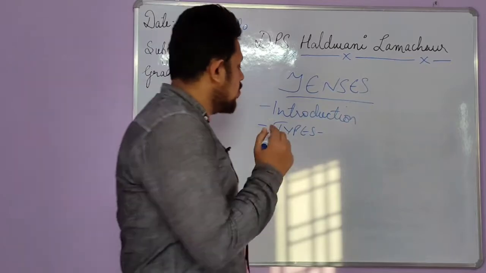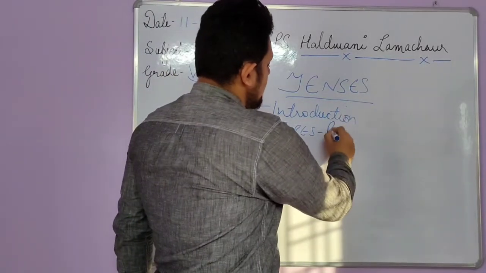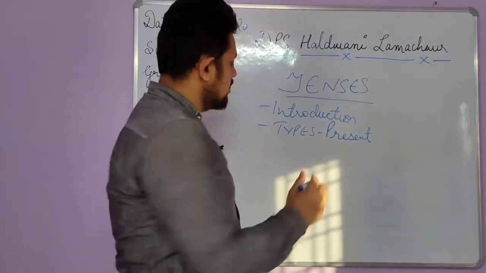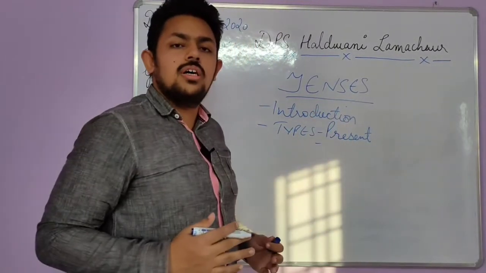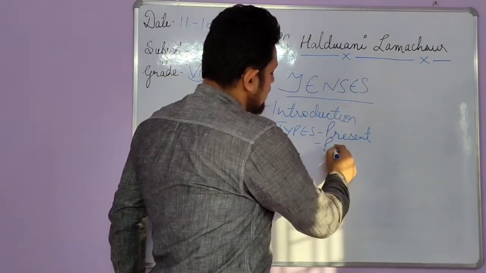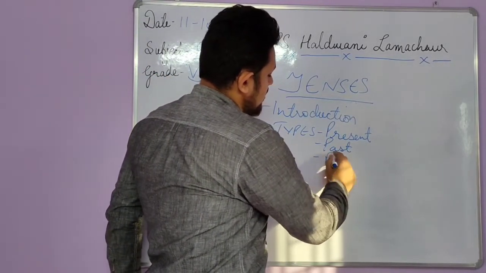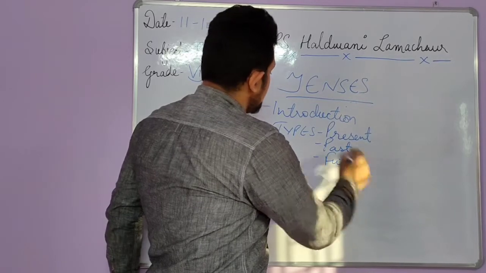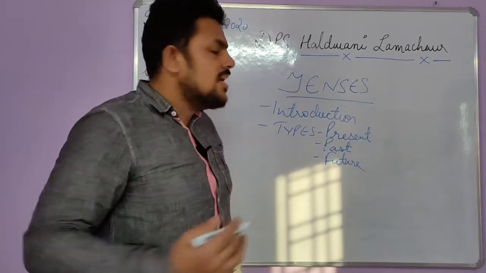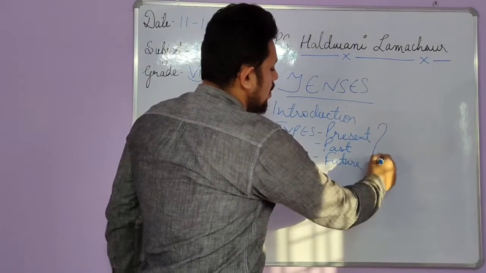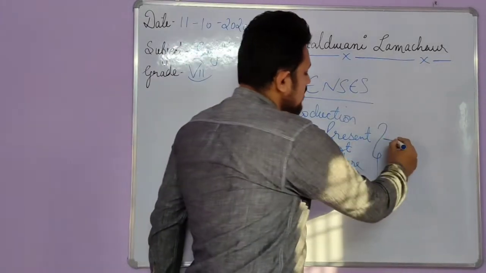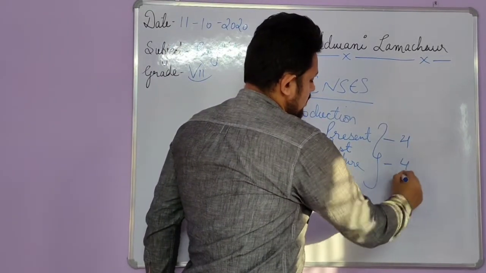Yes, you are correct. So the first form is the present, as always. The present tense talks about the time of the present. Second is the past, and third is the future. We have seen the types in the introduction. Then we have seen there are multiple forms of these tenses. Each type of tense has 4 forms.